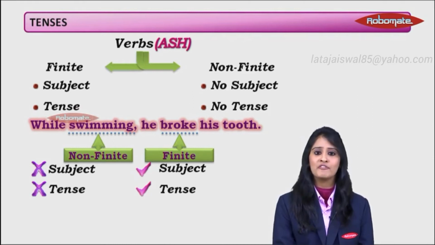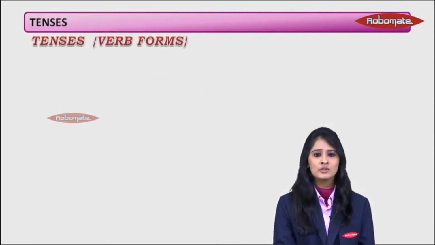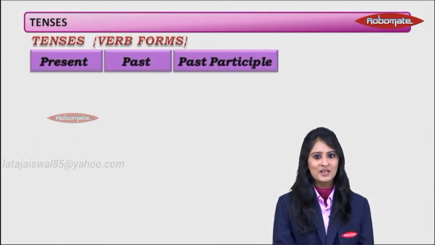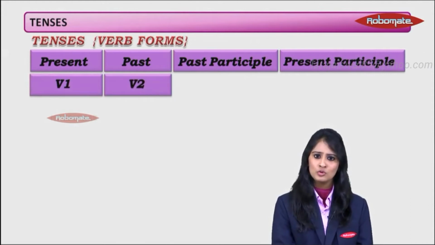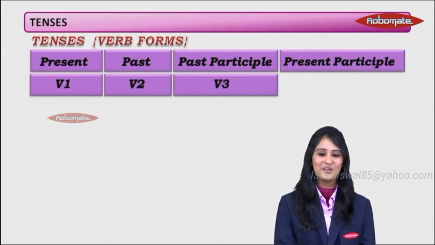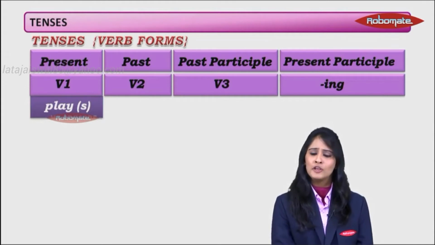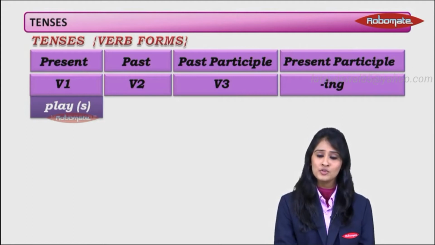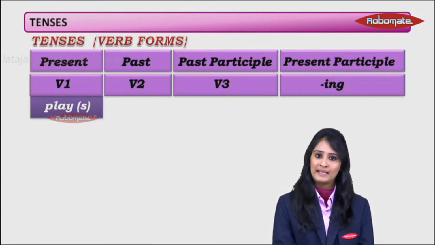Now that we know the difference between finite and non-finite, let's take a look at the different verb forms. Because these verb forms help us to make a sentence. For example, present, past, past participle and present participle. Let's name them as V1, V2, V3 and no, not V4 but ing verbs. For example, play or plays. We all know that sometimes we say I play and when we use this verb play with the pronoun he, we don't say he play but we use the extra s. He plays. Hence, there are two present forms, play, plays.